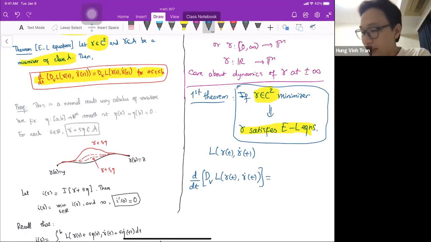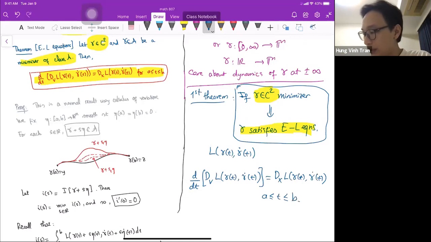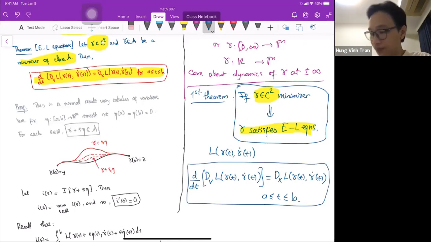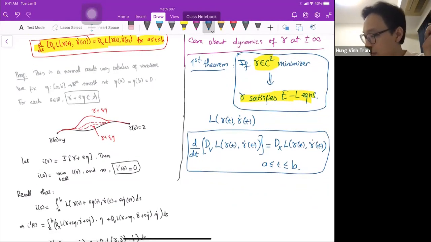And when I take the derivatives in x, so d_x L of gamma(t), gamma dot(t), then I just have gamma, right? So it's the same thing. That's why I'm not getting anything extra. So that gives me the Euler-Lagrange equation, and this happens for all a ≤ t ≤ b. So that's our Euler-Lagrange equation. Again, this is quite natural for those of you who have done this. Just enjoy it.